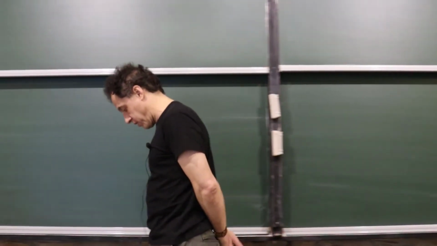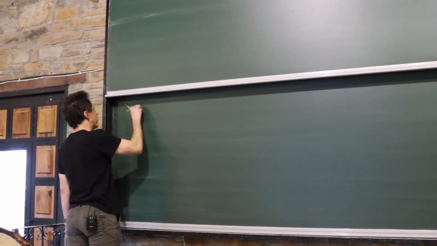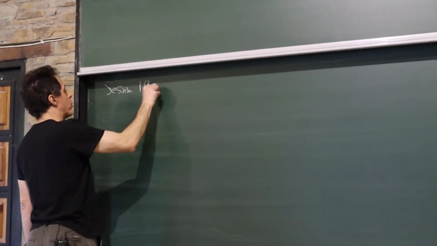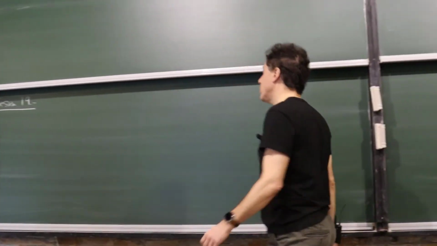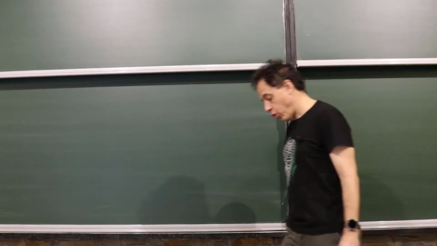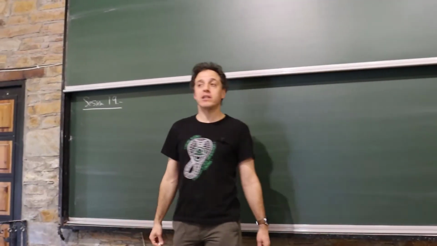Thank you. So in this session, this is session 20, I think. The previous session we spoke about Euler's gamma function, and now we are going to speak about Riemann's zeta function.